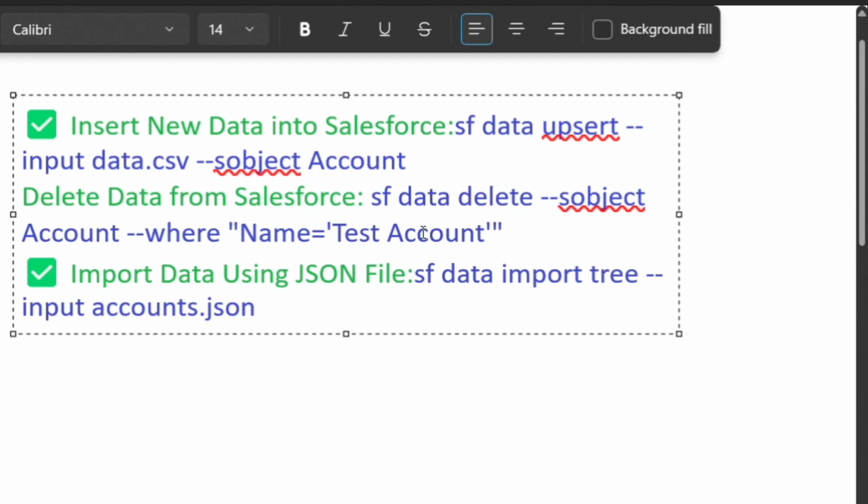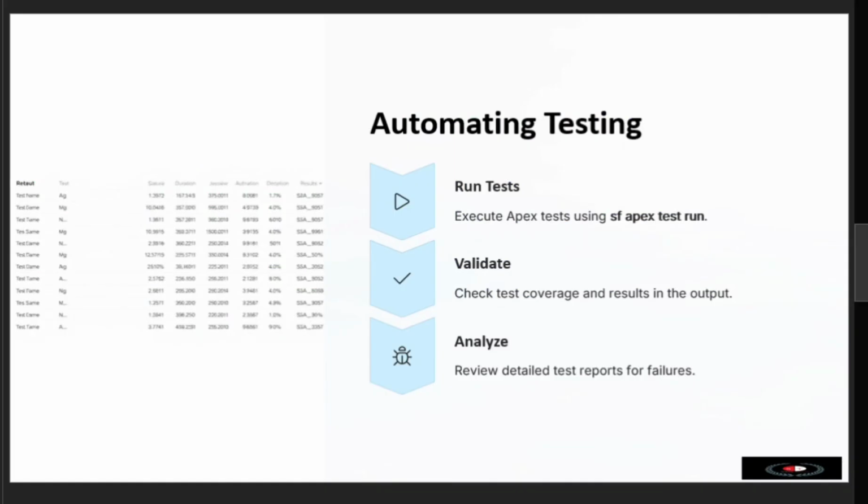Using these simple commands, if you want to import the data using a JSON file, sf data import tree, hyphen input accounts dot JSON. If you give the JSON data, it will import it. These types of commands we use regularly for data migration, importing and exporting. Coming to the testing related.